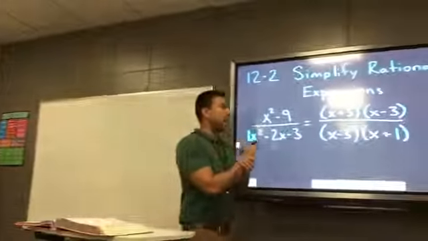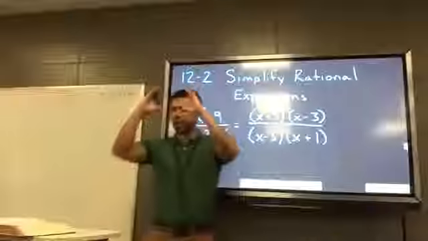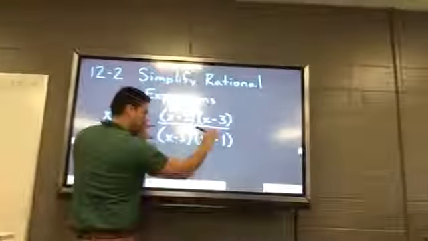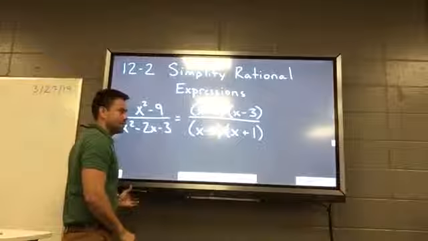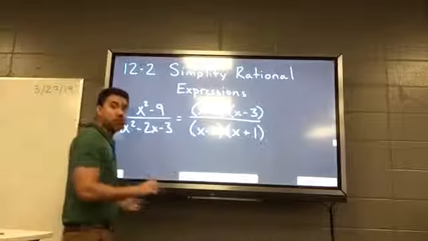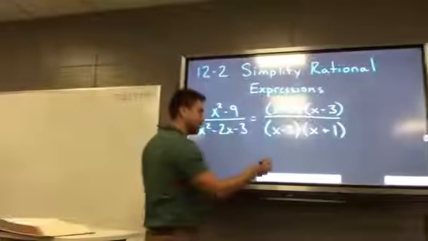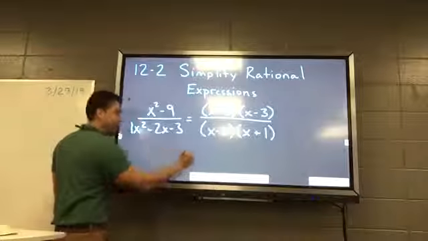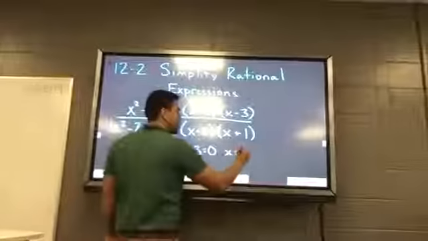Okay, now I want to get those excluded values first. So what part of the fraction do I look at? The denominator. What can x not be? Positive 3 and negative 1. Now, how do I know that? This is how you set it up because some are not that clear. I want to set this up equal to 0. So I got x minus 3 equals 0 and x plus 1 equals 0.